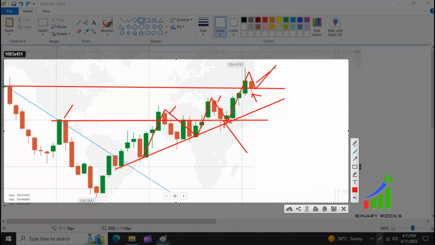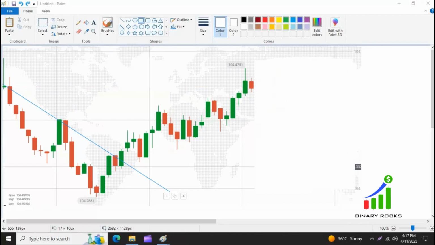Maybe the market could go like this. Maybe we can expect at least one retracement in the uptrend. You should notice this point. Maybe one retracement we can expect in the uptrend.